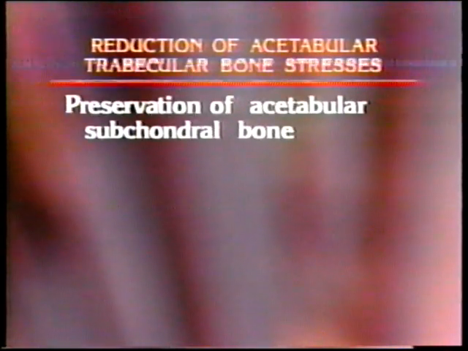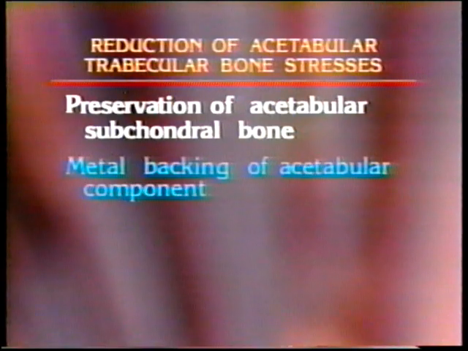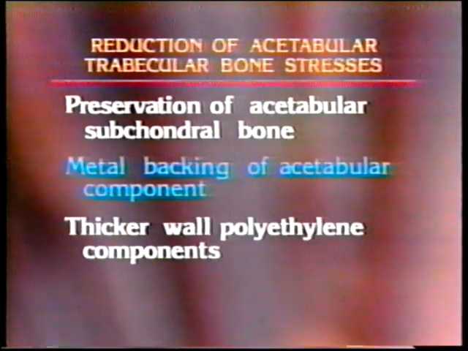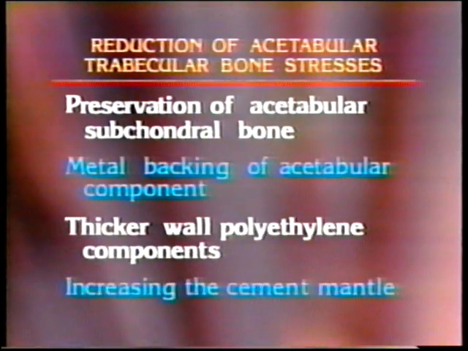Well, how then can we normalize the stresses around the acetabulum with a cemented total hip replacement? It has been shown now that preservation of the acetabular subchondral bone, metal backing of the acetabular component, thicker wall polyethylene components, and increasing the cement mantle at least to 2 millimeters decreases the stresses about the acetabulum. It would hope then, by decreasing these stresses, that one would then prolong the prognosis of a cemented acetabular socket.